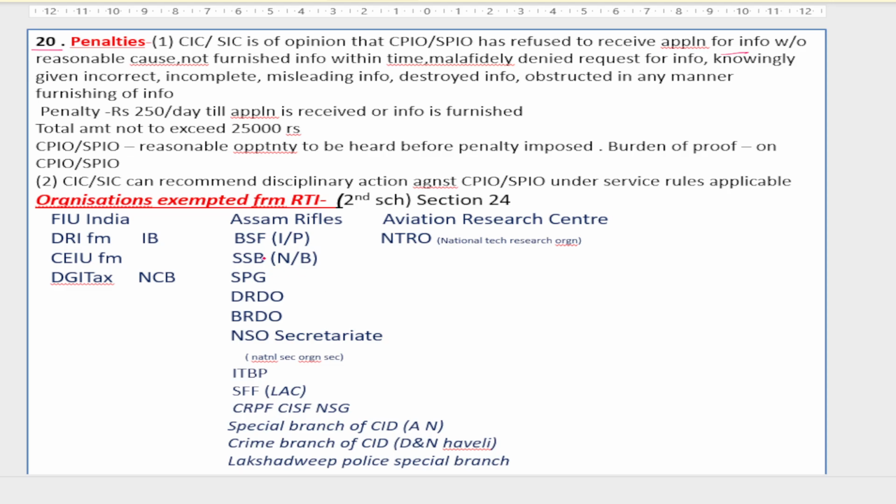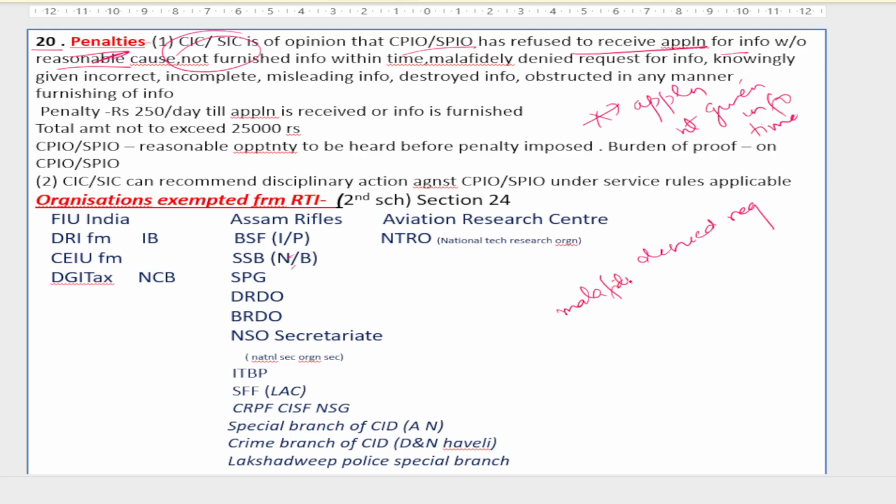Section 20 deals with the penalties under the RTI Act. So penalties under the RTI Act are dealt with in section 20 of the Act. If the Information Commission is of the opinion that the PIO has refused to receive the application for information without reasonable cause, or has not furnished the information within the prescribed time period, or has denied the request for information with a malafide intent.